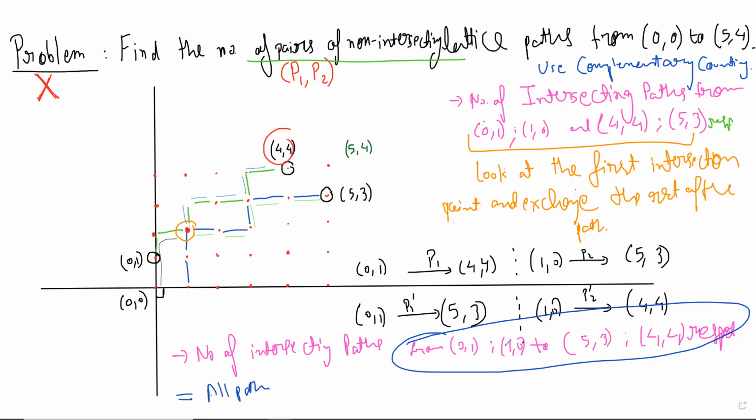So you can reason in some way, but this is basically all paths from 0, 1 to 5, 3, and can we quickly count this? So this is 5 minus 0 is 5, and 3 minus 1 is 2, so that's 7. 7 choose 5, times from 1, 0 to 4, 4, this will be 7 choose 3. Because all such paths, we have done this complementary counting. So the complement is where they intersect, and intersections, you can play with them. You can reflect and so on.